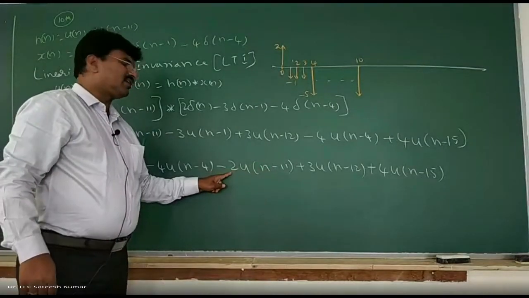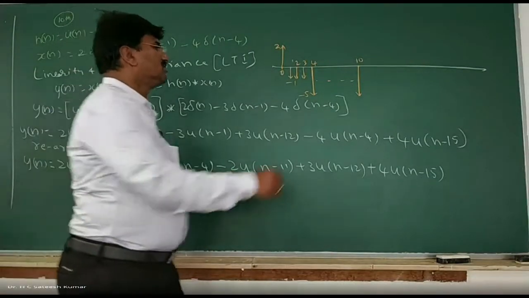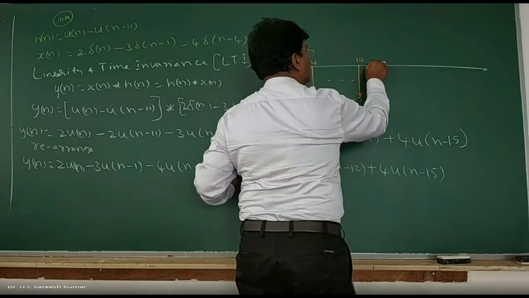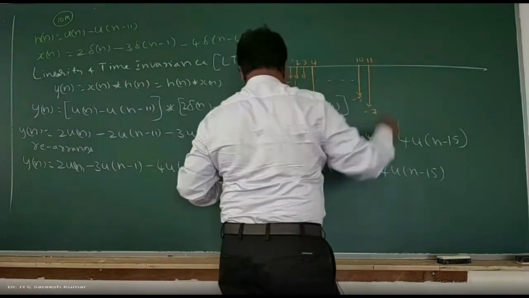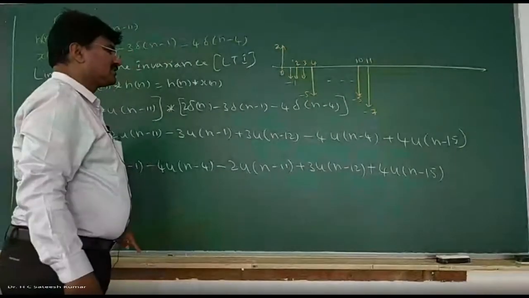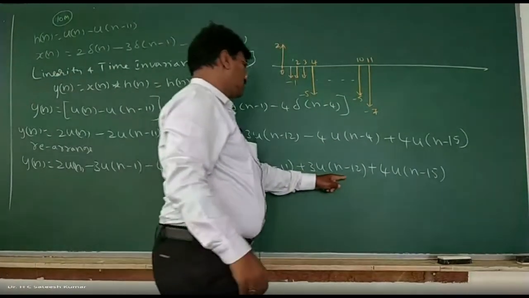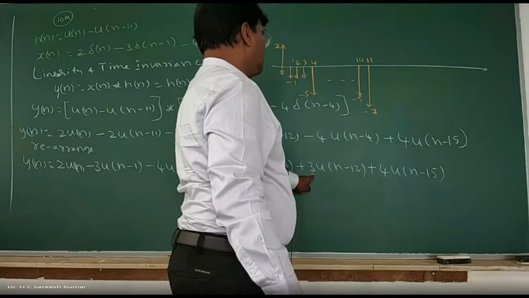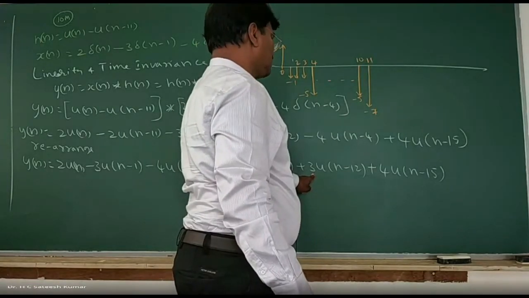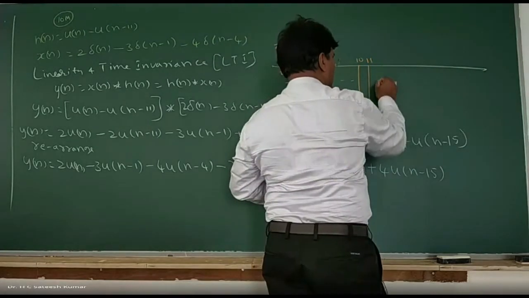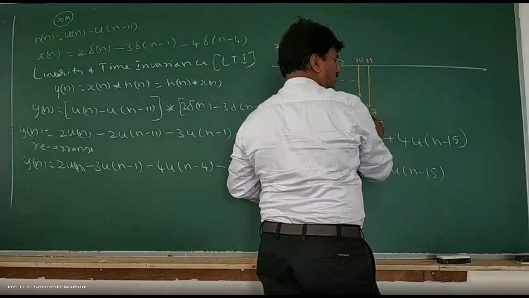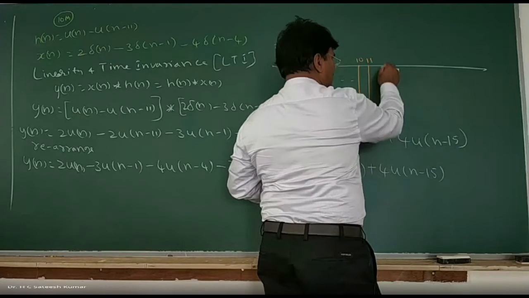At 11, add a further minus 2, so from minus 5 it is minus 7. At 11 it is minus 7. At 12 it is plus 3. Minus 7 plus 3 is minus 4.